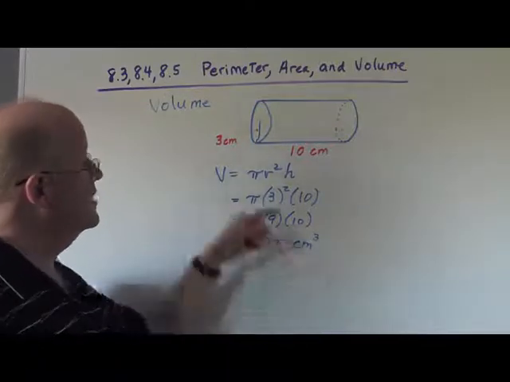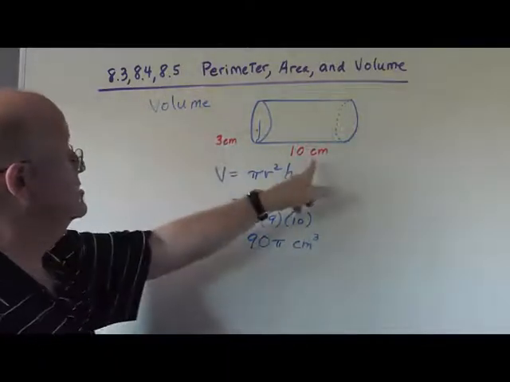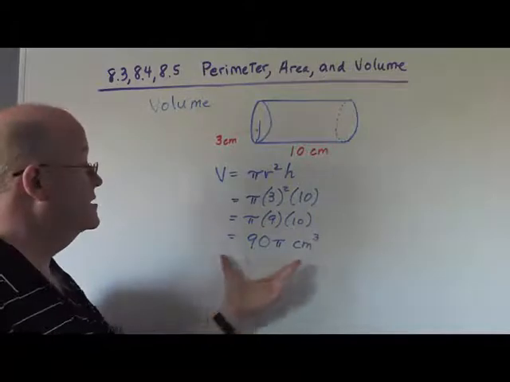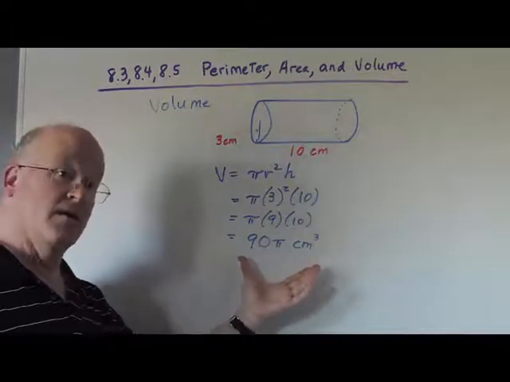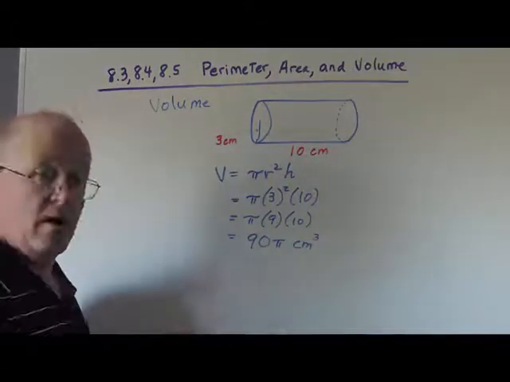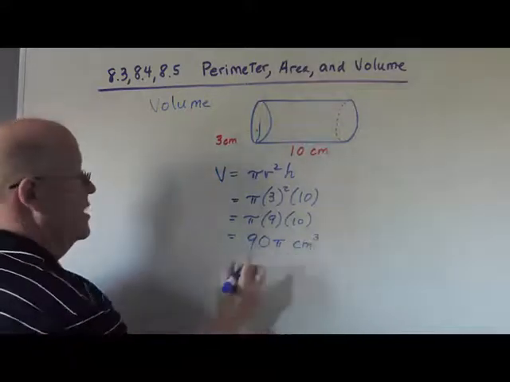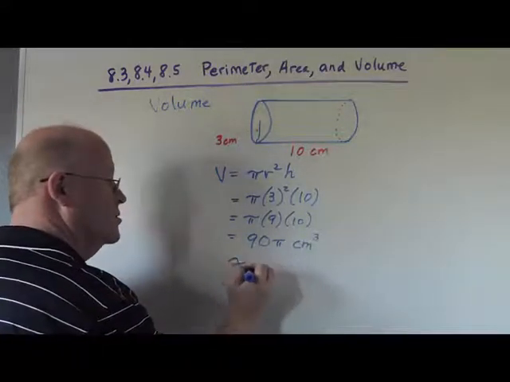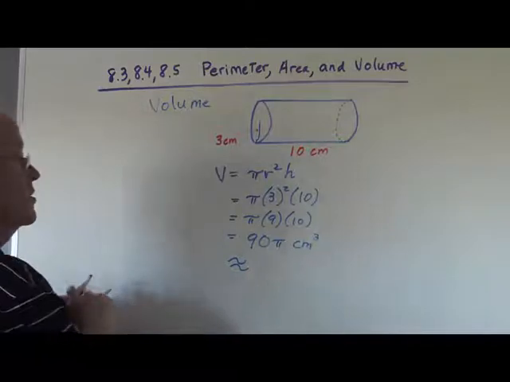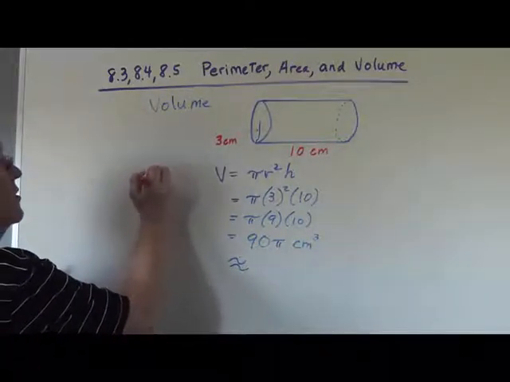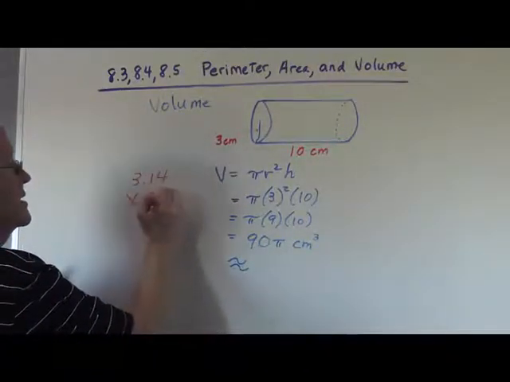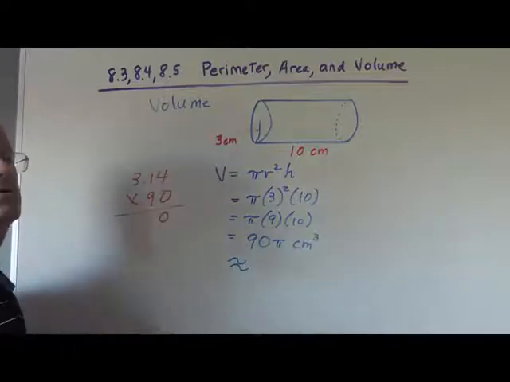Now the reason we have that is we have centimeters times another centimeters. This would be the exact volume, and if we wanted to approximate the value of pi, we would now use our squiggly equal sign. We'd have to go off to the side here, 3.14 times 90. Put our placeholder 0 down in the next row and begin the multiplication by 9.